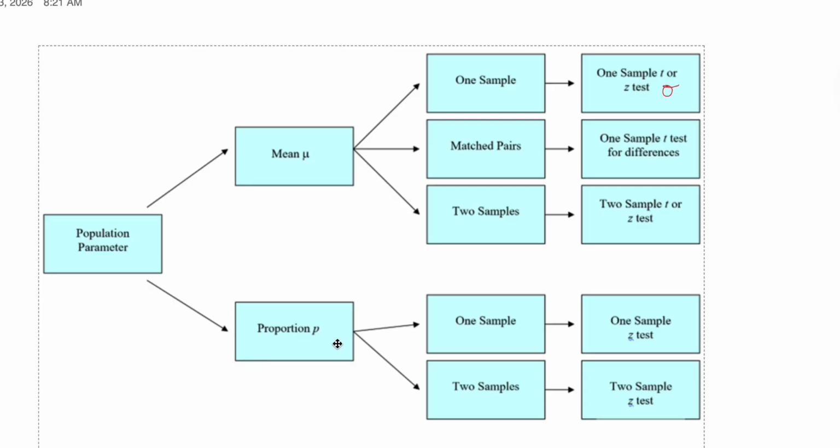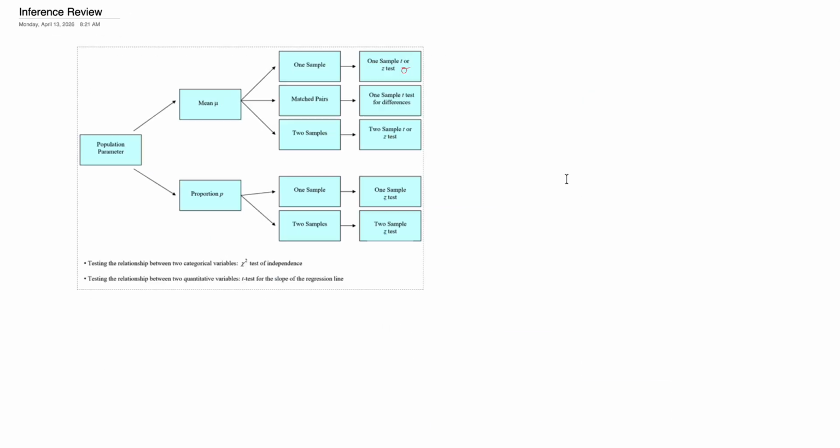For proportion p, it has two branches, one sample and two sample. For one sample, we have a one sample z-test. For two samples, we have a two sample z-test. So remember, when dealing with proportions, we only have z-test to choose, while for mean, it can be either t-test or z-test.